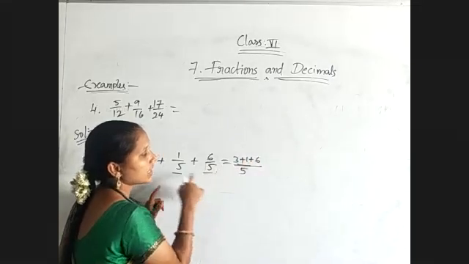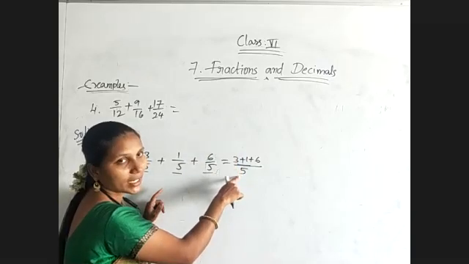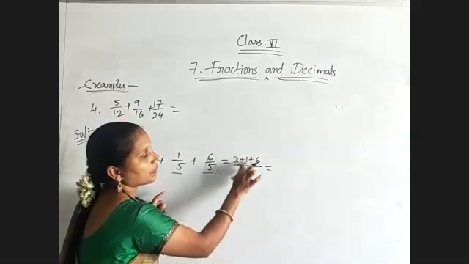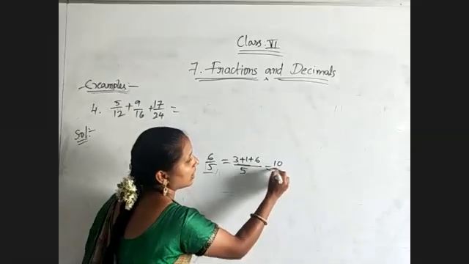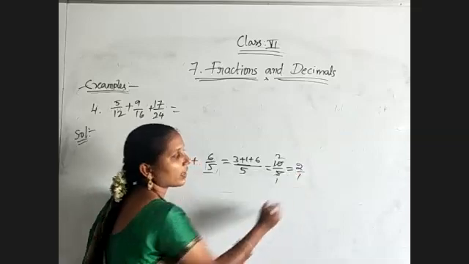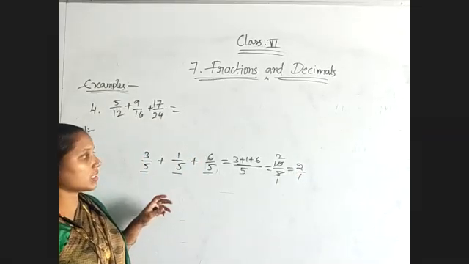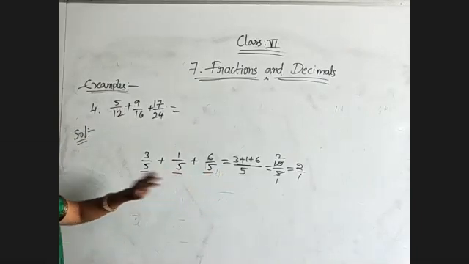So the sum of the like fractions is equal to the sum of the numerators by the common denominator. That is nothing but 3 plus 1 is 4, 4 plus 6 is 10. 10 by 5. So 5 ones are 5, 5 twos are 10. 2 is nothing but 2 by 1 only. Yes or no? Fractional form. That's it. This is the sum of these three fractions.